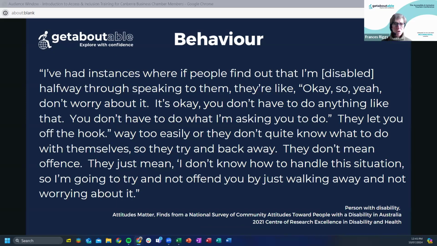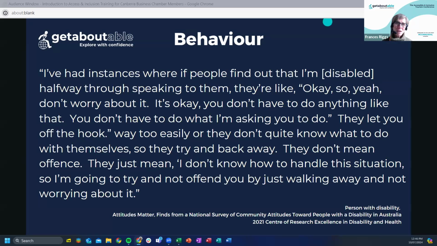So we have another from a person with disability, directly from this national survey of community attitudes towards people with disability in relation to behaviour. I've had instances where if people find out that I'm disabled, halfway through speaking to them, they're like, okay, so yeah, don't worry about it. It's okay. You don't have to do anything like that. You don't have to do what I'm asking you to do. They let you off the hook way too easily, or they don't quite know what to do with themselves. So they try and back away. They don't mean offence. They just mean, I don't know how to handle this situation. So I'm going to try and not offend you by just walking away and not worrying about it.